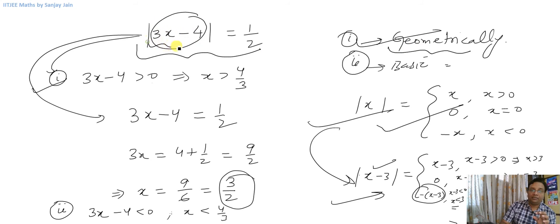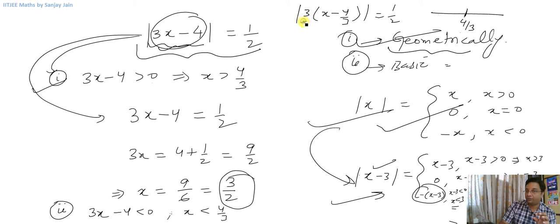So if I rewrite this modulus, taking 3 as common, and write it like this, equal to 1 by 2, I can simply see that thrice the distance from 4 by 3 has to be equal to 1 by 2. Or another way of saying it is that if I take this 3 here, I can write it as 1 by 6. I am looking for a number, the distance of which from 4 by 3 is equal to 1 by 6.